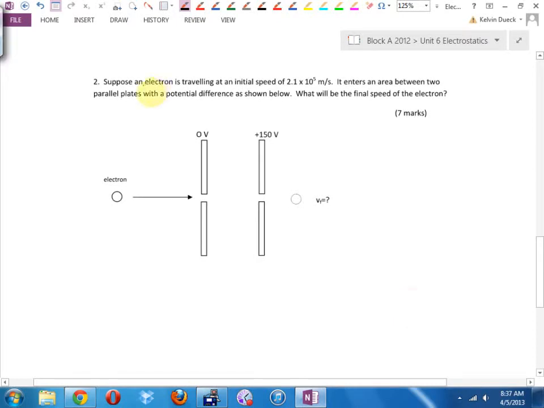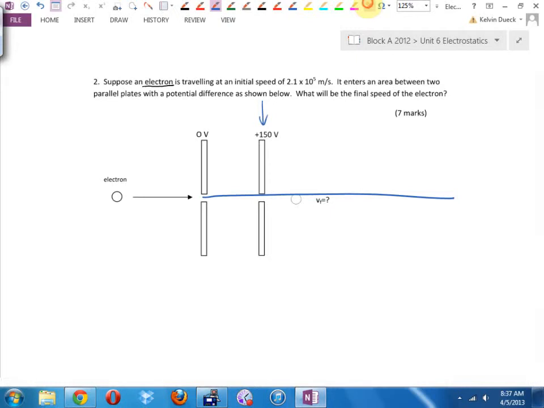Suppose an electron is traveling at an initial speed of that. It enters an area between 2 parallel plates where the potential difference is shown below. What will its final speed be? So I guess because this is positive, it's going to speed up. And then once it leaves the plates, it'll keep going at a constant speed.